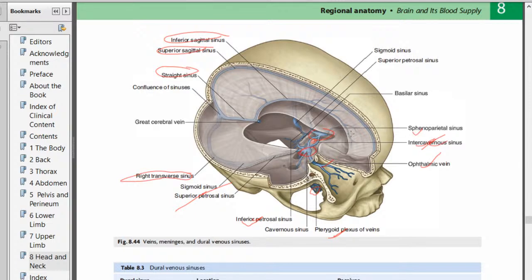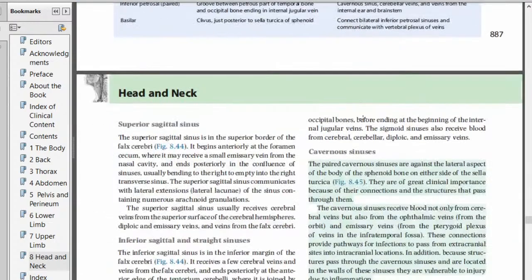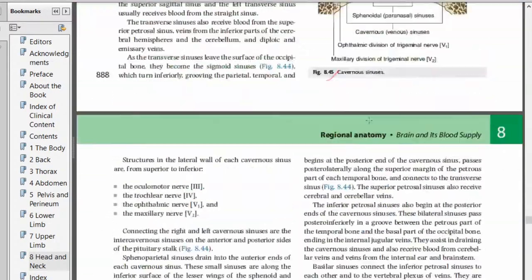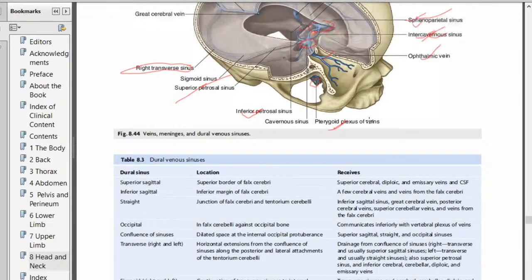Sphenoparietal sinus: what does the name suggest? It is present between the sphenoid bone and the parietal bone, so it is called the sphenoparietal sinus. There is also the basilar sinus. Where is the basilar sinus? Right here. Superior petrosal sinuses, sigmoid sinuses, there are a lot of things. This figure is killing me.